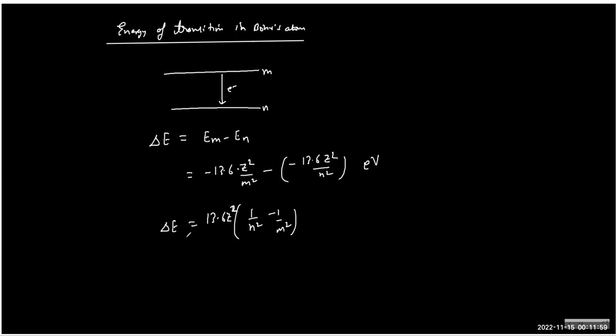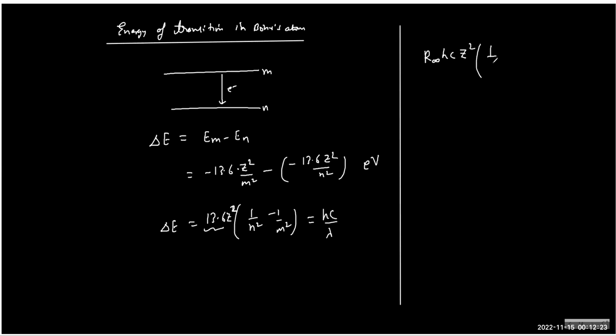And every transition will convert into an EM wave. So this will be equal to how much, guys? hc by lambda. And if you remember, I told you that this value is called R h c. Do you remember this? Yes. So R infinity hc into Z square is hc by lambda.